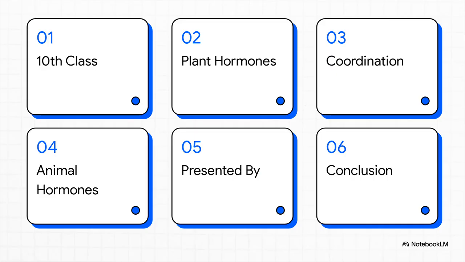Here's our quick roadmap for today. We'll be going through an introduction to chemical messengers, an overview of plant hormones, how plants actually respond to them, the animal endocrine system, key animal hormones, and finally, a wrap-up conclusion.